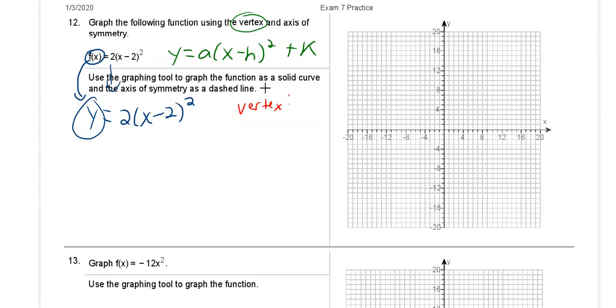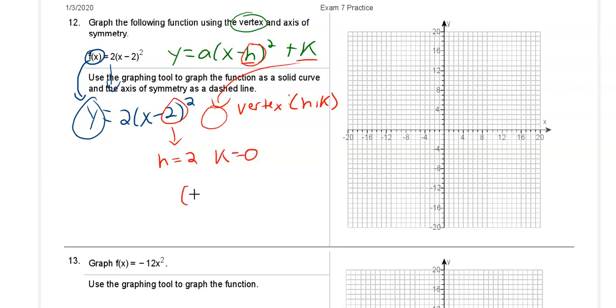You don't even have to calculate the vertex here. You can just see it by looking at your equation. The vertex is at h comma k. Right? Here's h, here's k. Those 2 numbers are going to be your vertex. H is your x coordinate, k is your y coordinate. So if we compare this formula to this problem, we see that instead of h, we have a 2. So h is equal to 2, and instead of k, we have nothing. It's a big empty space, which means k is equal to 0. And so our vertex is going to be located at 2, 0.